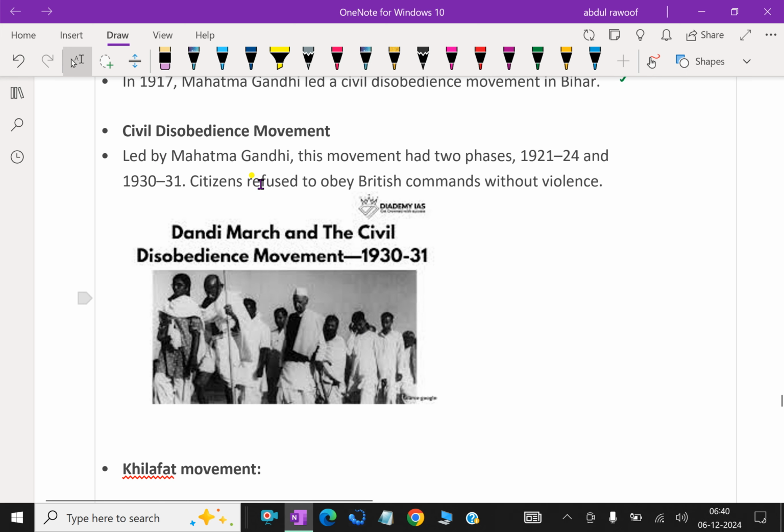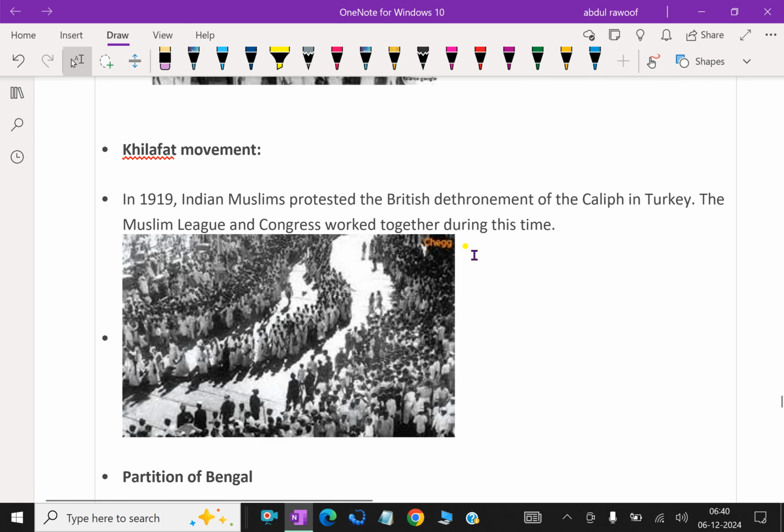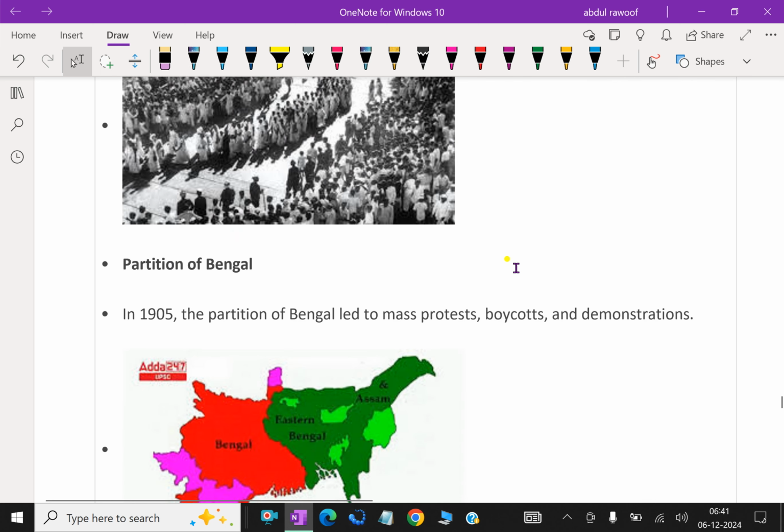Civil disobedience movement led by Mahatma Gandhi. This movement had two phases: 1921 to 24 and 1930 to 31. Citizens refused to obey British commands without violence. Khilafat movement. In 1919, Indian Muslims protested the British dethronement of the Caliph in Turkey. The Muslim League and Congress worked together during this time.